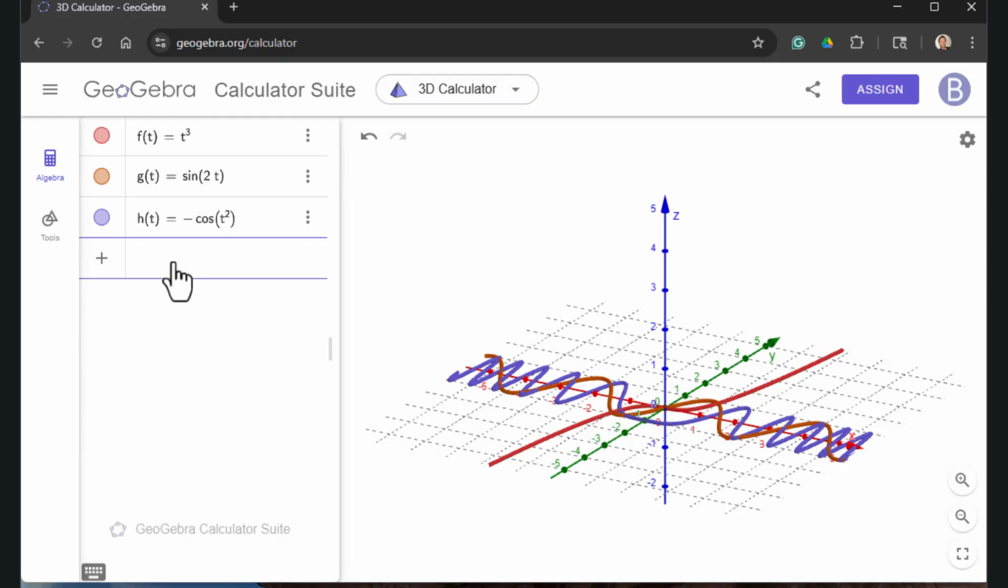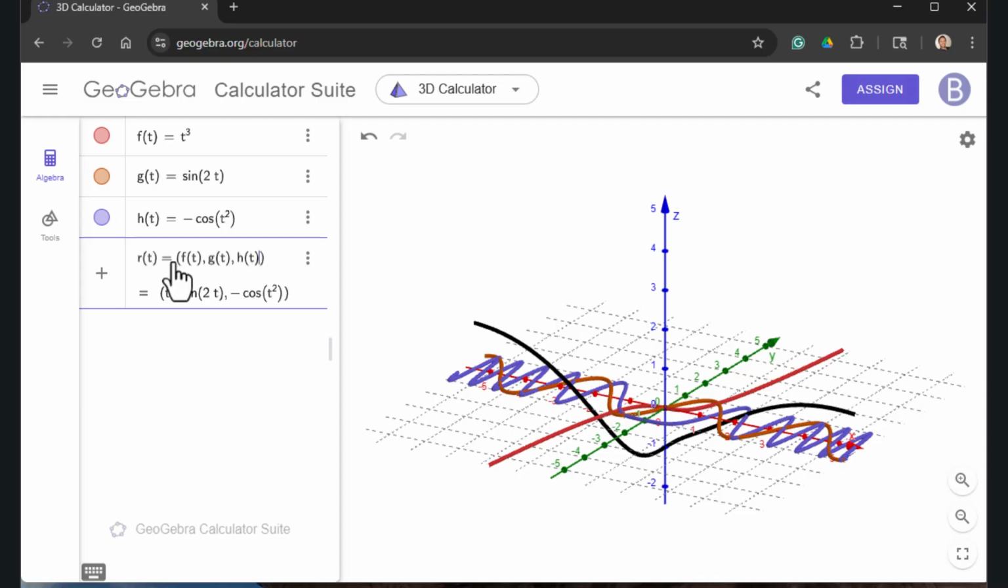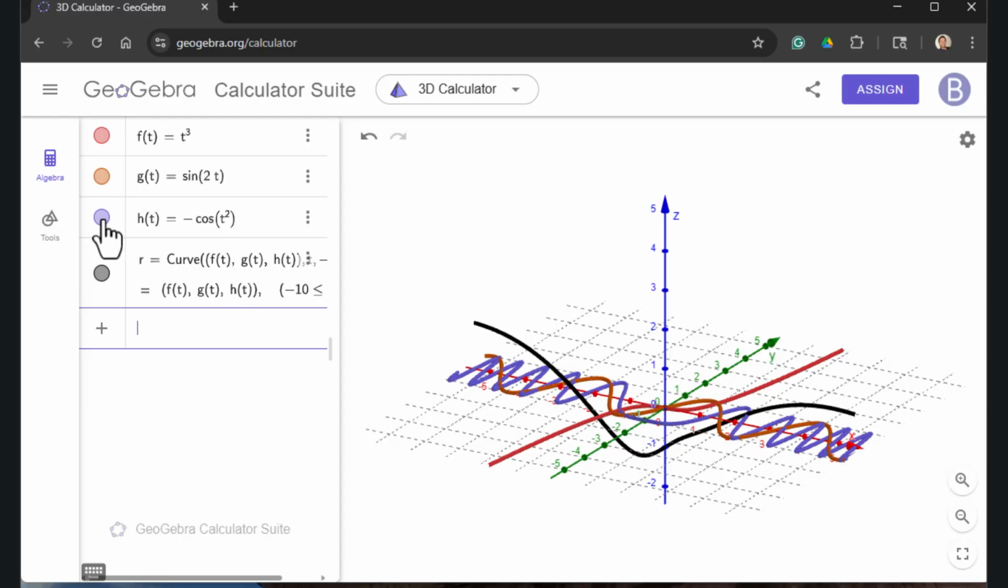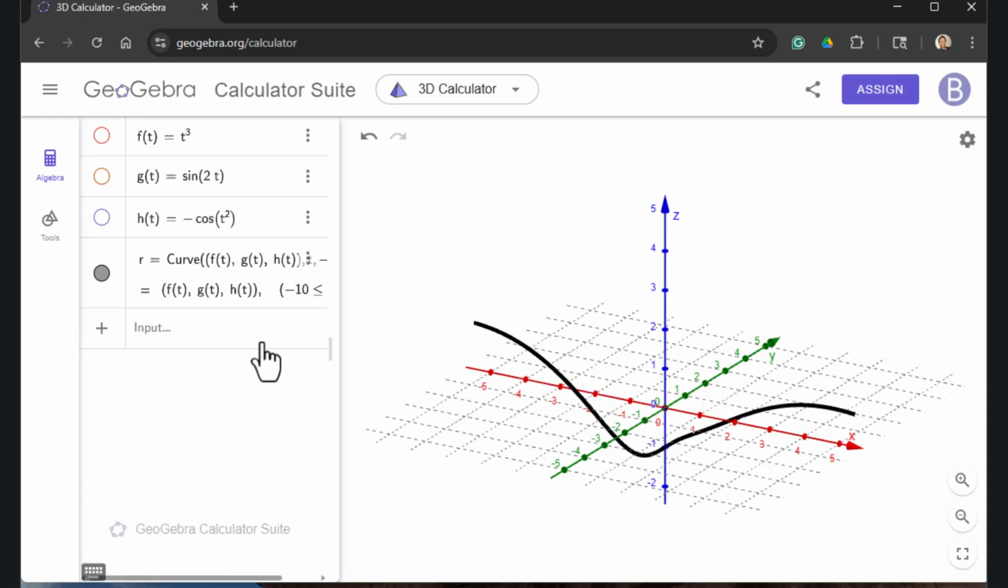Then I like to express my vector valued function by saying r of t equals, and this is where I put a parentheses for my coordinates. My x coordinate is the f of t, my y coordinate is the g of t, and my z coordinate is my h of t. GeoGebra understands what I'm trying to do here, and I'm going to press enter. My particular problem didn't tell me the interval for which my curve is defined, and I don't like these other colored curves from the coordinate equation, so I'm going to click on the colors to get rid of them so I don't have to look at them.